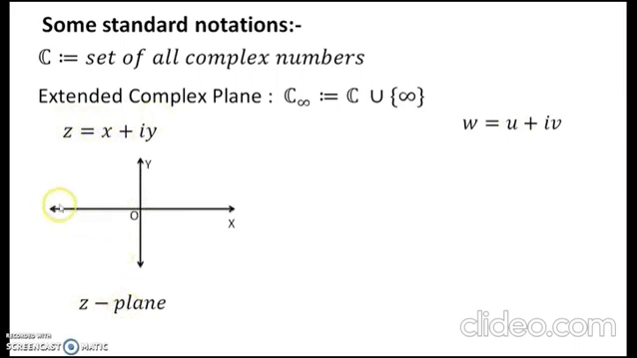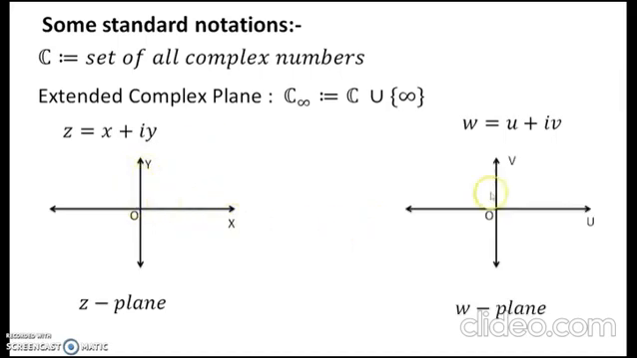Here the z plane has coordinate axes x and y, where x is the real axis and y is the imaginary axis. In the w plane, u is the real axis and v is the imaginary axis. So these are the planes we are using in this particular topic.